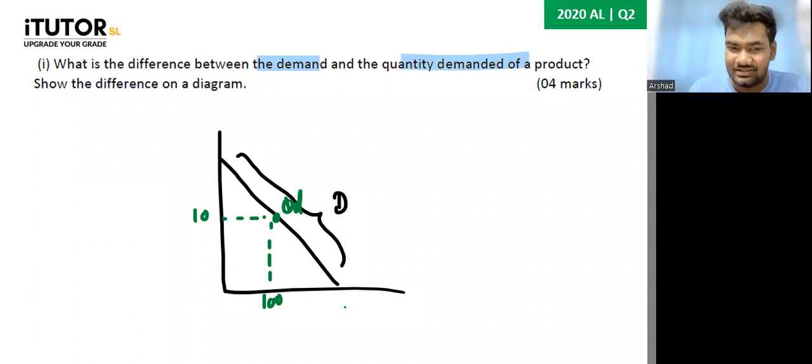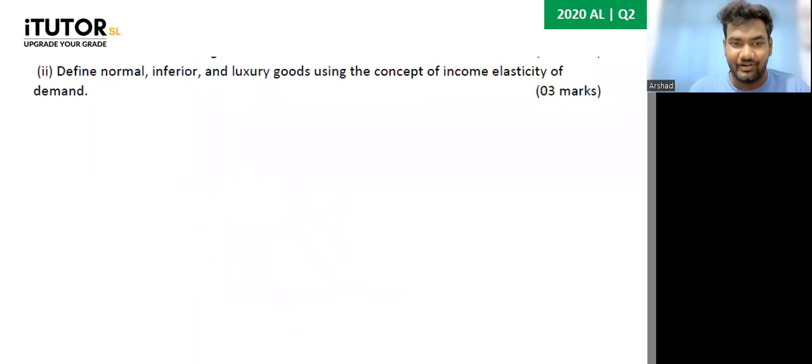So you might get around 1 to 2 marks for the diagram because they're saying show the difference on a diagram. Okay, moving to next. Define normal, inferior, and luxury goods using the concept of income elasticity. Very easy to guess. So what is a normal good? A normal good is a good. How to define it using income elasticity?